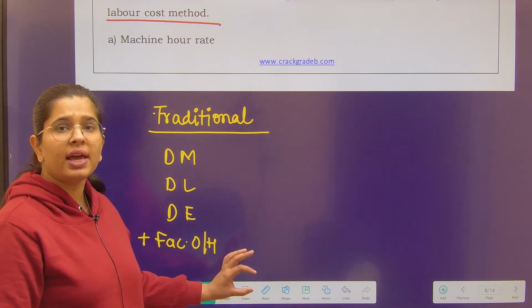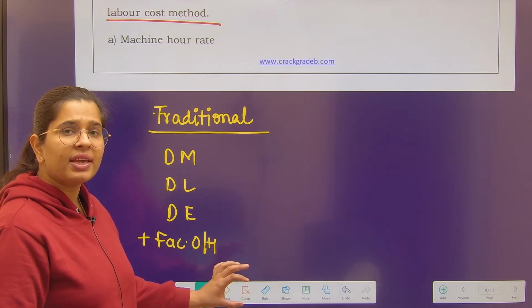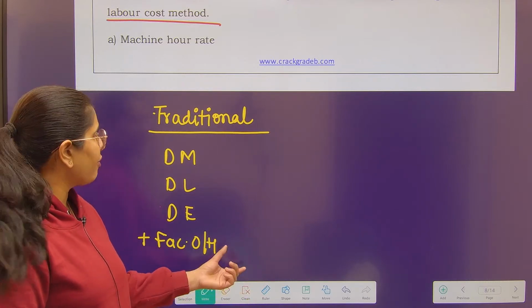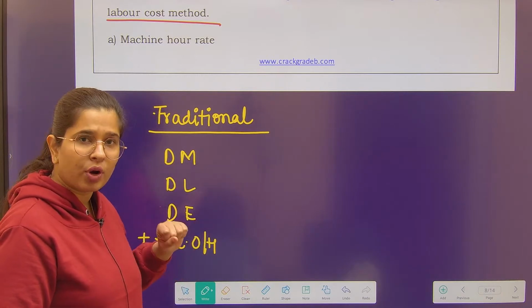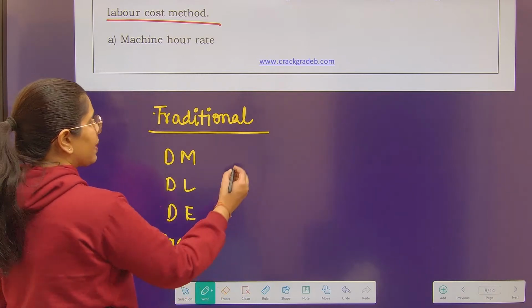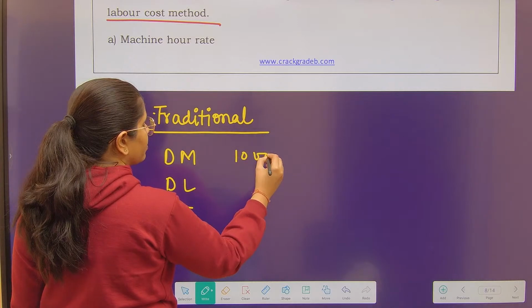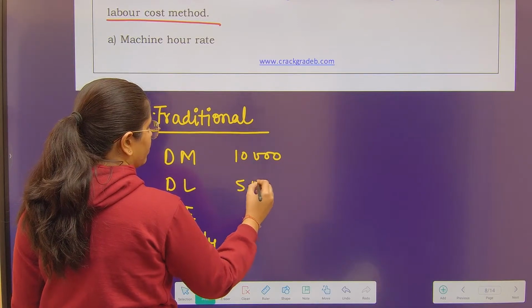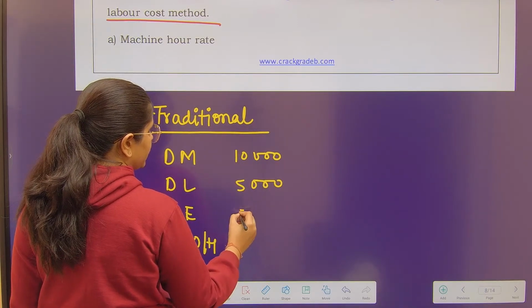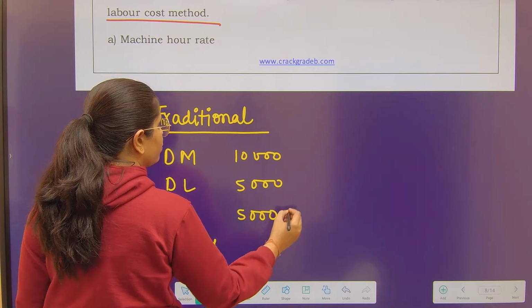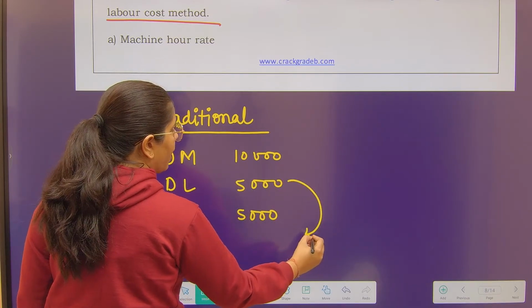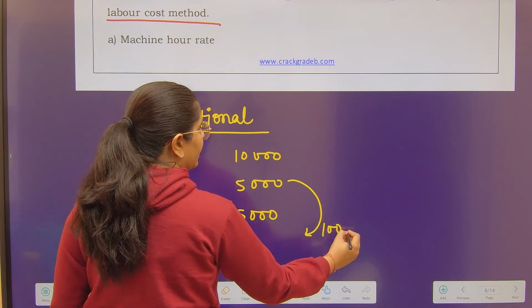Here you have to do the allocation. You must have incurred an indirect cost and now you have to allocate it to a particular product. So what they used to do is, suppose the direct material is 10,000, labor is 5,000 and expenses is 5,000. They used to say that we will absorb 100% of direct labor.